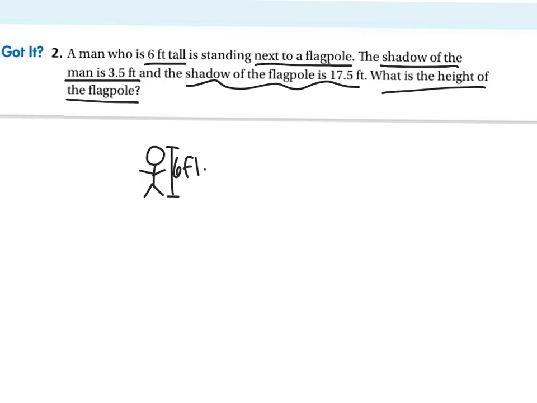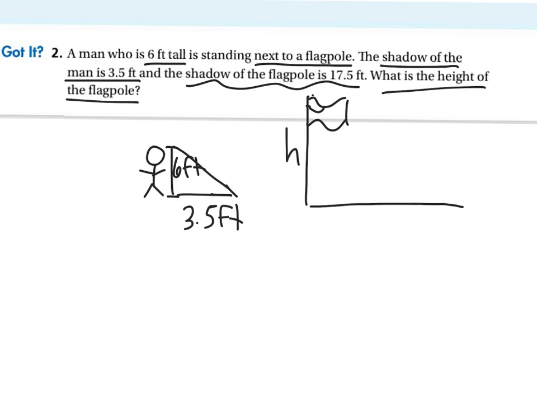So we have 6 feet, and that person's shadow is 3.5 feet. Okay, this is not to scale because that 3.5 looks like more than the 6, but we just got to trust the picture, trust the numbers. Okay, and then we have a flagpole, and we're trying to figure out the height of the flagpole. We can make that into a triangle with its shadow is 17.5 feet.